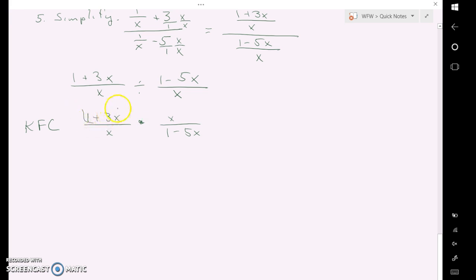Alright, and now let's put parentheses around these binomials, so remember they are factors that are being multiplied together. Now we can cancel like terms, and we are left with our answer, 1 plus 3x over 1 minus 5x.